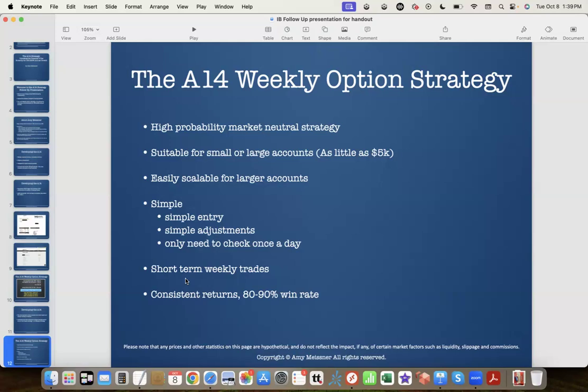And again, I wanted to use short-term weekly trades because I wanted to be able to increase the amount of trades I could do, as opposed to my monthlies where I'm trading once a month in a campaign style strategy. This one I can trade every week. So instead of getting 12 trades a year, I can bump that up to 52. That's quite a bit more. So I can grow my account a lot faster.